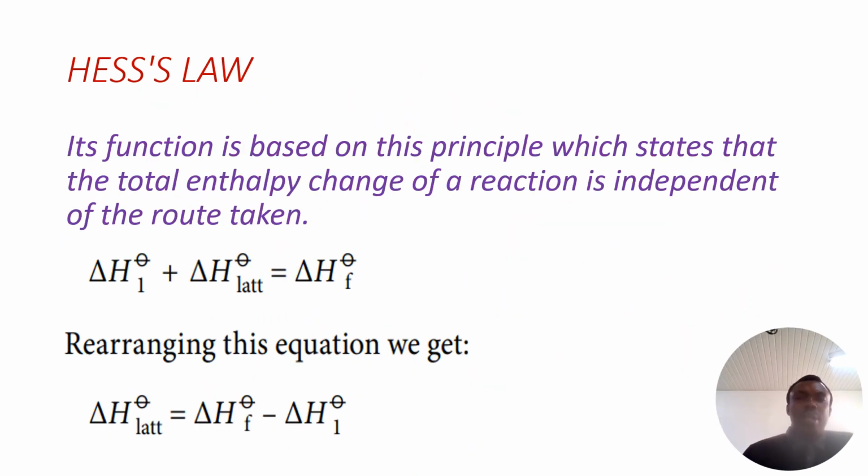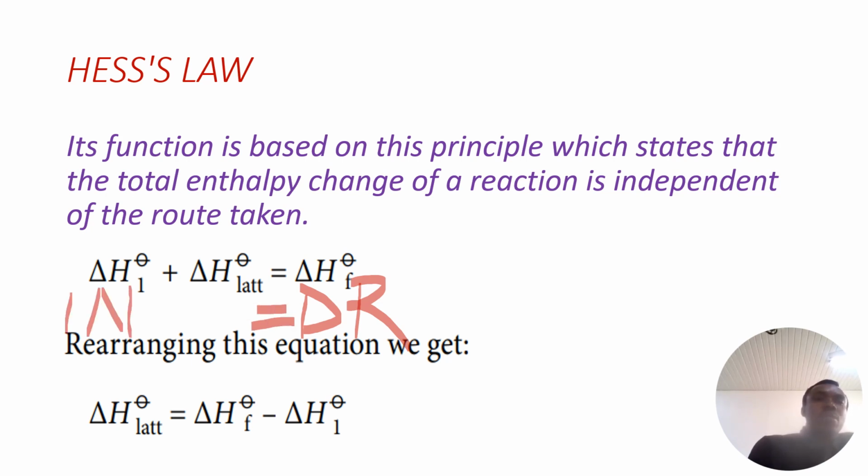So we've discovered that the Born-Haber cycle works on the principle of Hess's law, which states that the total enthalpy change of a reaction is independent of the route that is taken. That means the direct route, which is the enthalpy change of formation of the ionic compound, is equal to the indirect route, which is the sum of the enthalpy change of atomization, ionization, electron affinity, plus the lattice enthalpy.